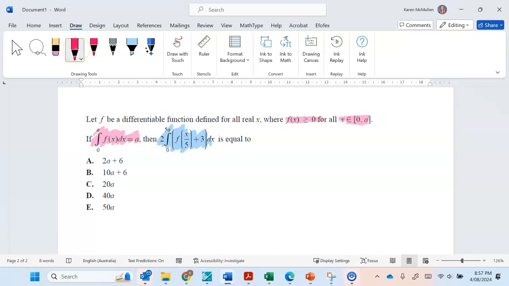All right, so we've got this 2 out the front multiplying, and I can split this into 2 definite integrals, so I might go ahead and do that. Just make sure that 2 is multiplying each one. All right, so we don't want to forget the 2 with the second definite integral.